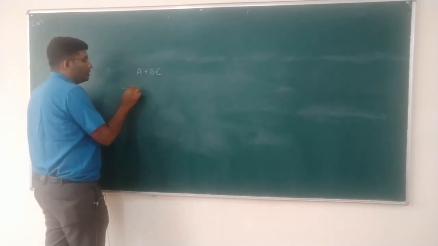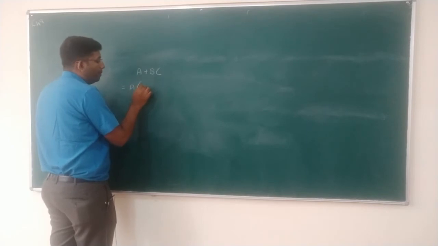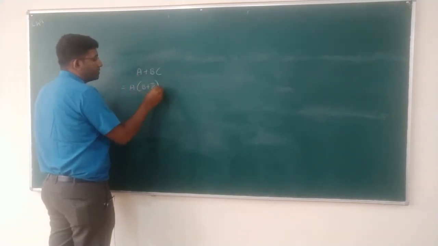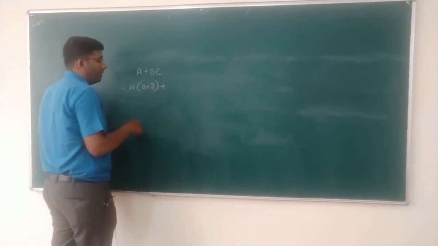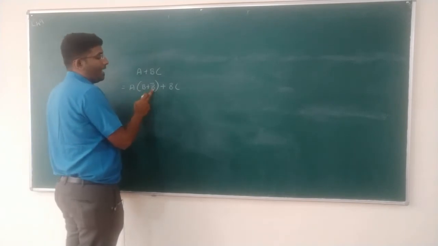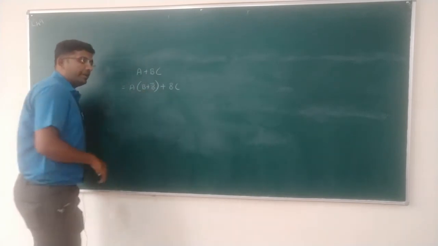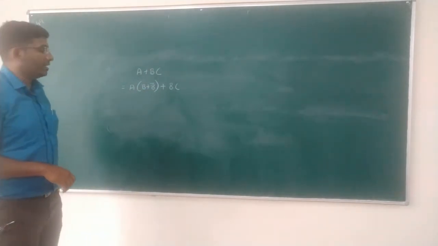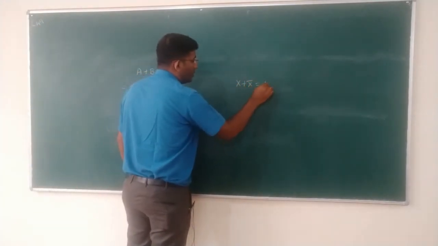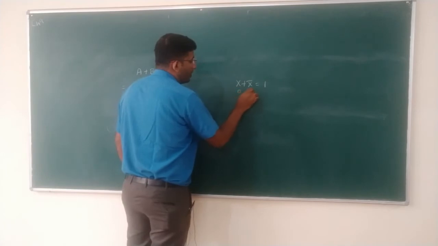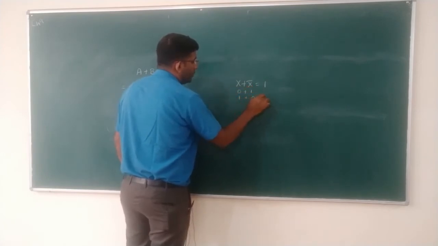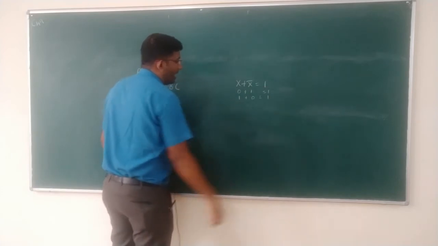First I am going to use B plus B bar here to complete the expression or to convert it into a standard form. As we know, B plus B bar means the output will be 1 itself, because x plus x bar is equal to 1. If the value of x is 0, x bar will be 1, or if x is 1, x bar will be 0. In either case we are going to get 1 as output.